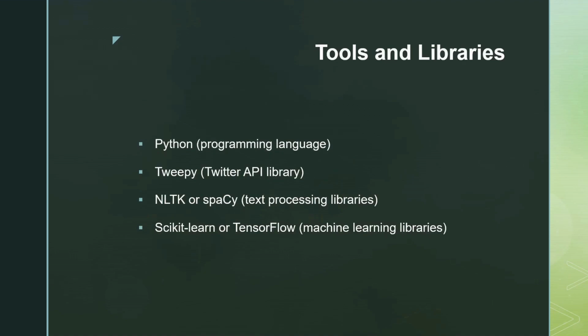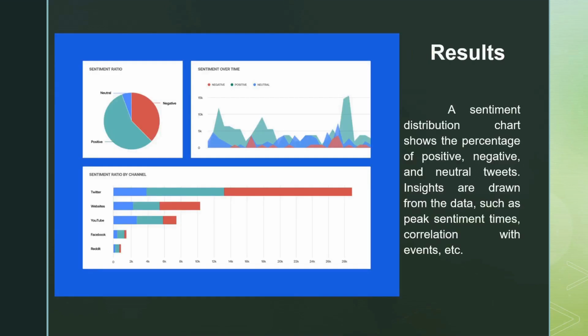These libraries are equipped with functionalities for tokenization, tagging, parsing, and semantic reasoning, crucial for understanding the nuances in human language. And lastly, for building and deploying the machine learning models, we use scikit-learn for more traditional algorithms, and TensorFlow for deep learning approaches. These libraries allow us to create predictive models that can classify the sentiment of text such as positive, negative, or neutral.